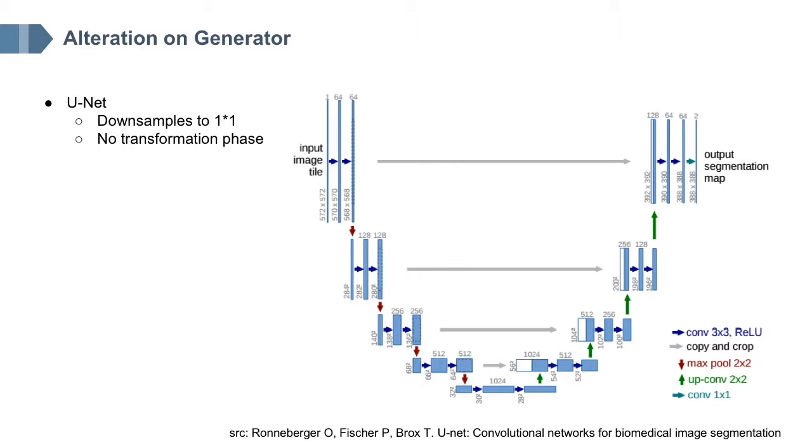Firstly, for the generators, we're going to use the UNet, which is used in the pixel-to-pixel model. The difference between UNet and the original proposal in the CycleGAN paper is that the UNet will downsample the input image all the way down to 1 times 1, and there is no transformation phase. We would like to investigate the reasons behind this structure being abandoned, given that pixel-to-pixel and CycleGAN were proposed by the same group of authors.